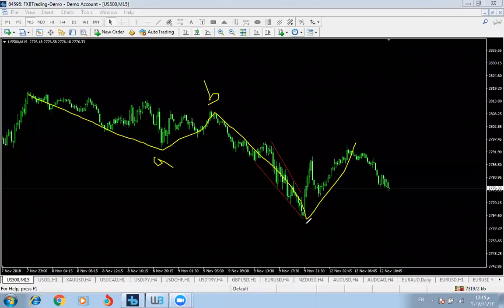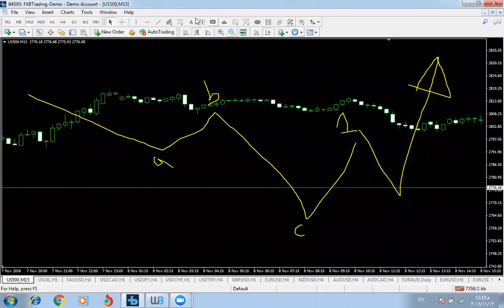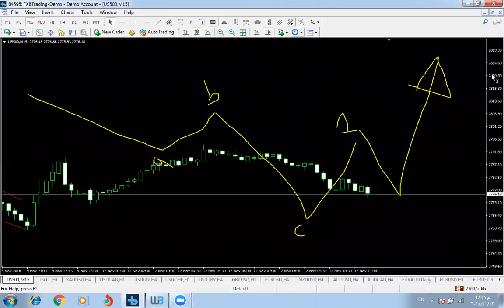A, B, C. So the price in the next hours is making this one to the upside, 2, and the price should be pushed strongly to the upside. If the price did not reverse right there, how can we trade this price? Okay, I will show you.